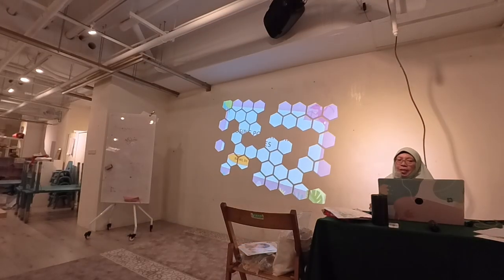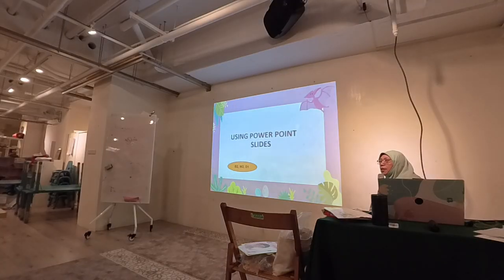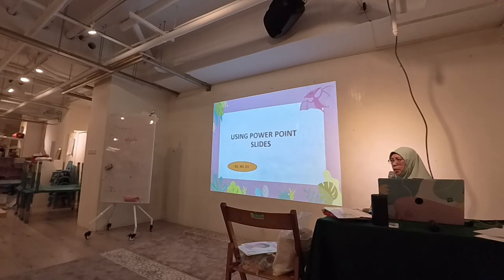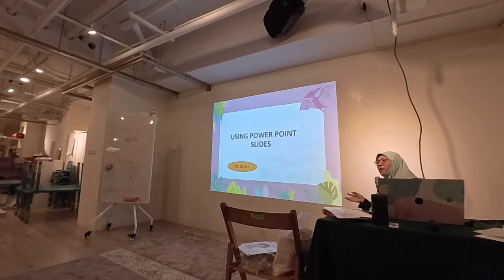Okay. So those are some of the techniques using cards. Actually there are a lot of techniques, but I chose four which I think are easier to always write down.